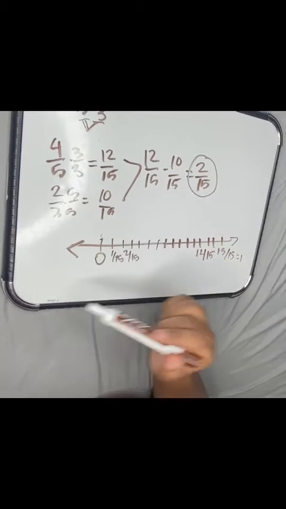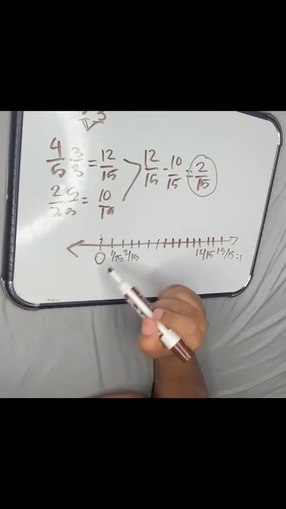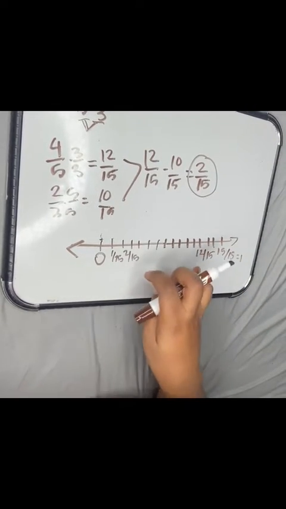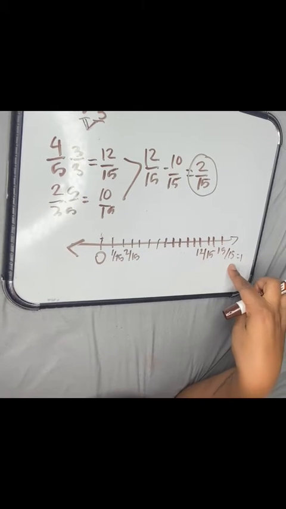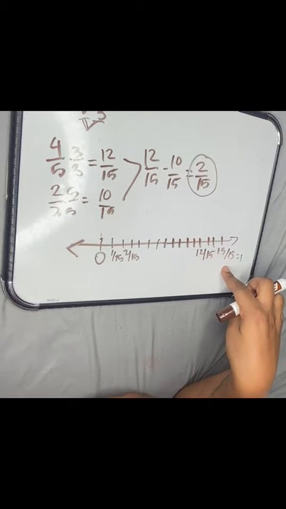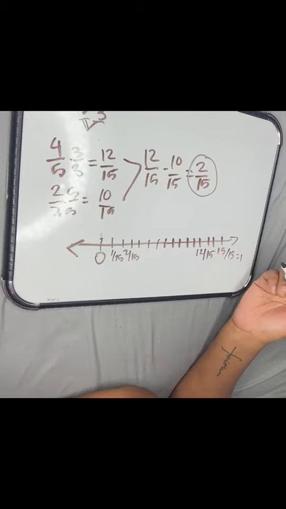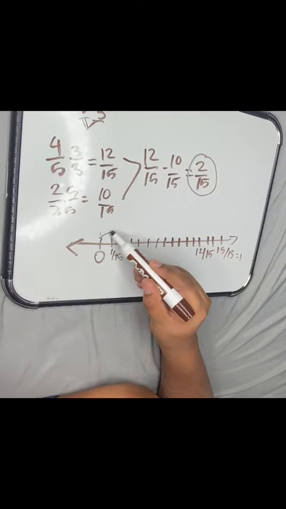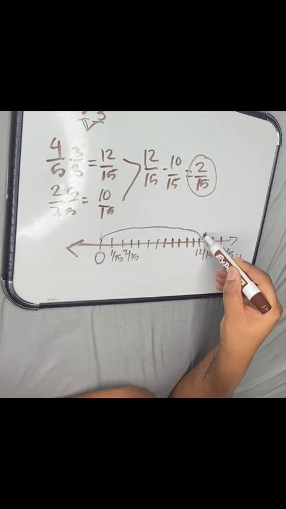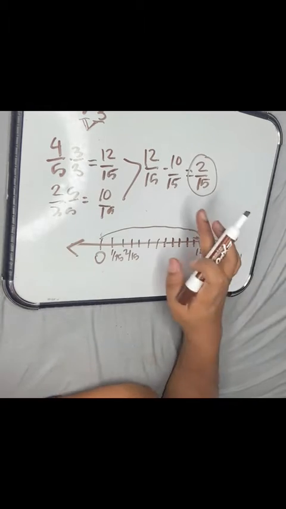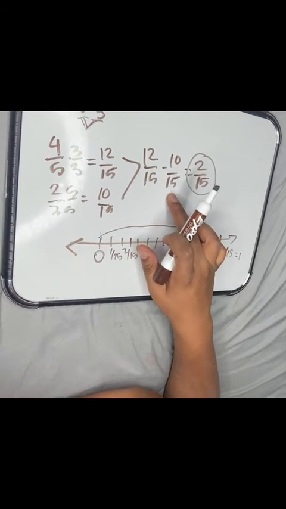So now to show how we got 2 15ths, we draw out a number line. We have 0, 1 15th, 2 15ths, all the way to 12 15ths, and then you have the full 15 over 15, which is 1, because any number over itself is 1. So starting at 0 and going over to 12 15ths, because that is where we go, we have to take away 10 15ths.